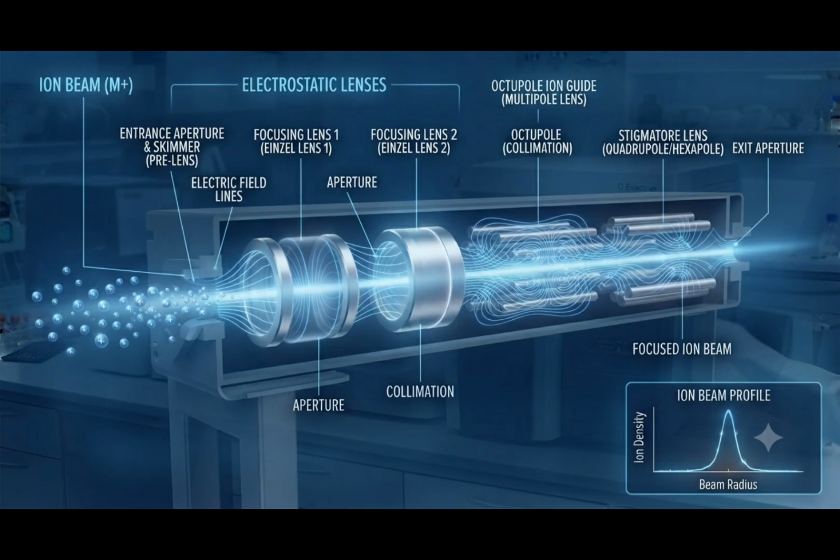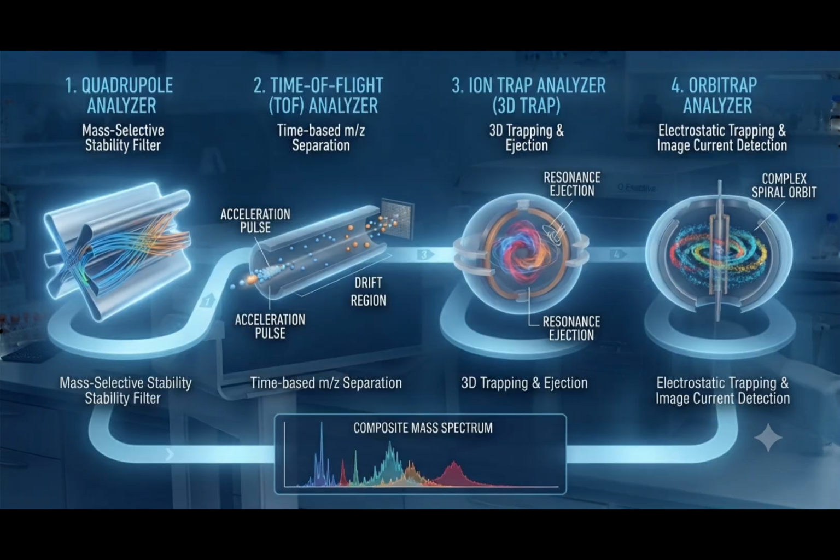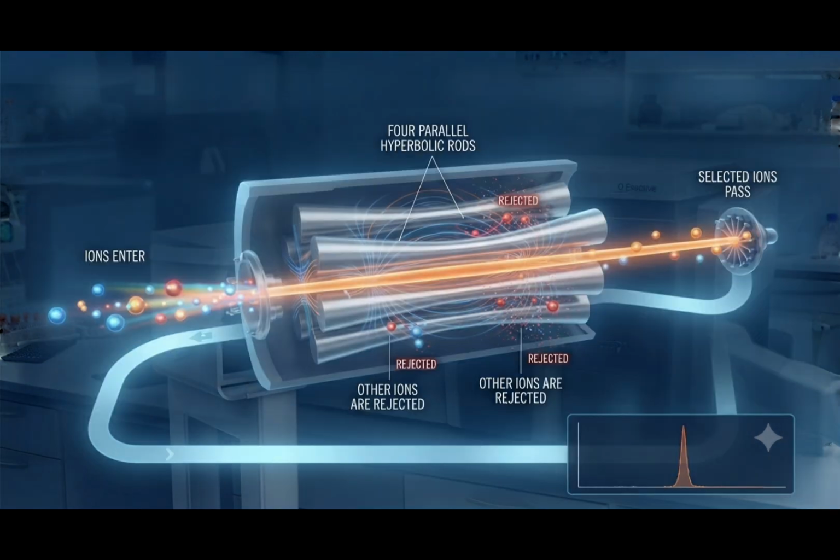Mass analyzer. The mass analyzer is the heart of the mass spectrometer. Its function is to separate ions according to their mass to charge ratio. Different types of mass analyzers use different physical principles. Common examples include the quadrupole, time of flight, ion trap, and Orbitrap. Each analyzer has its own advantages in terms of mass range, resolution, sensitivity, speed, and application.